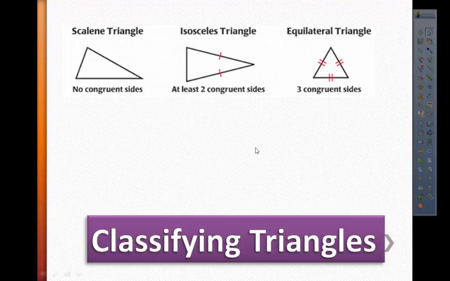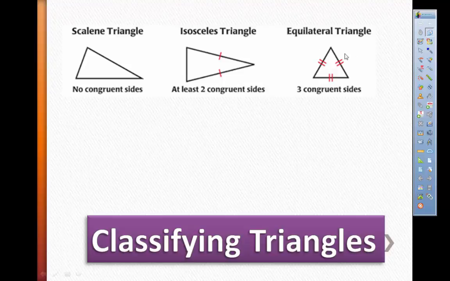So we can classify triangles two different ways. One way is by their sides. If none of the sides are congruent, we say it's scalene. That's this word here, scalene. And if two of the sides are congruent, we say it's isosceles. It's kind of tricky to spell the first time. And if all three sides are congruent, we say it's equilateral.